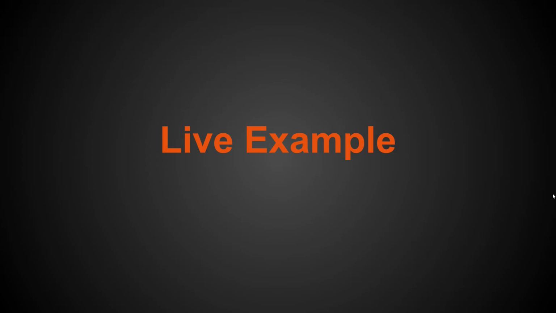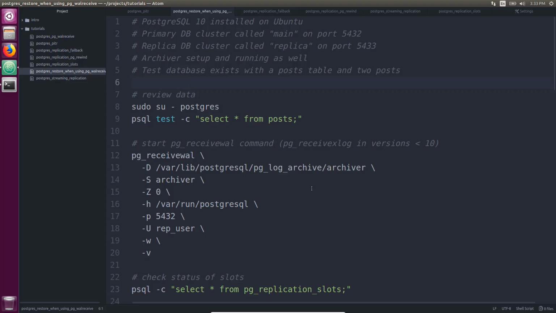So let's jump into the live example. Okay, for this tutorial, I'm going to be using PostgreSQL 10 installed on Ubuntu. Again, I have a primary database cluster called main on port 5432, a replica DB cluster called replica on port 5433. There's an archiver set up and running as well, and there's a test database that exists with a post table and 2 posts in it.